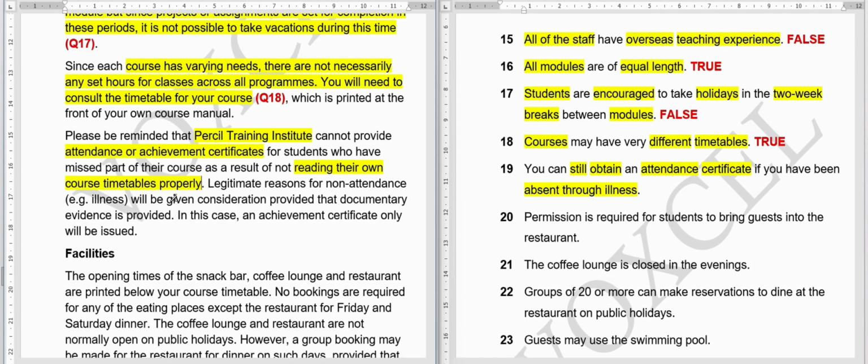Legitimate reasons for non attendance, example illness, will be given consideration provided that documentary evidence is provided. In this case, an achievement certificate only will be issued. So you will get an achievement certificate if you were ill. Okay, so this is the location of our answer, and you have approximately 10 seconds to tell me whether the answer should be true, false, or not given. And the time starts now.